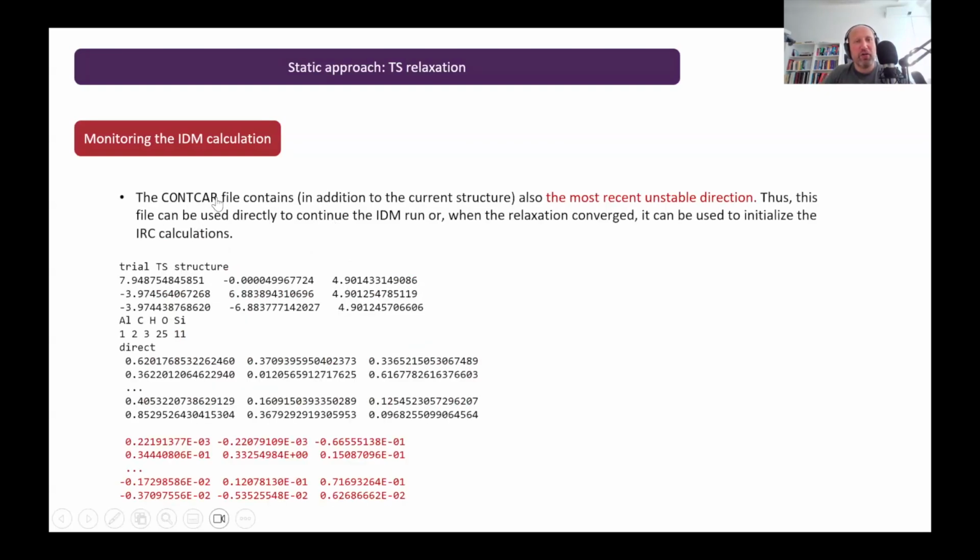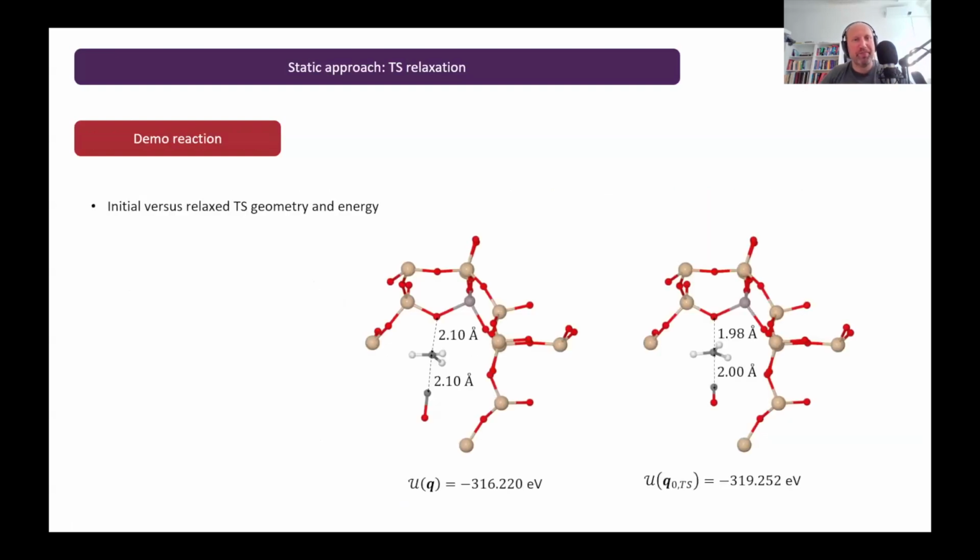At any moment of relaxation, the CONTCAR file contains the current structure as usual, but it also contains the most recent unstable direction. This is useful, for instance, when you need to continue your calculation after the simulation was terminated and you want to do some fine relaxation. You can just take your CONTCAR file and continue with the simulation. But if your relaxation completed successfully, then you can use the resulting CONTCAR file to initialize another kind of simulation we are going to talk about shortly: intrinsic reaction coordinate calculations, or following.